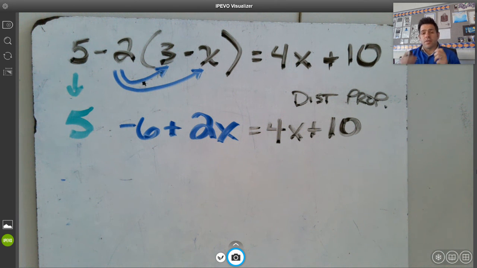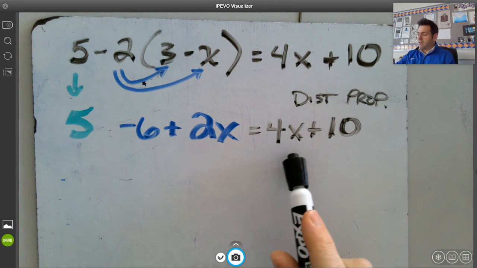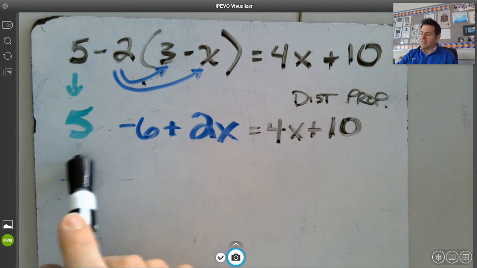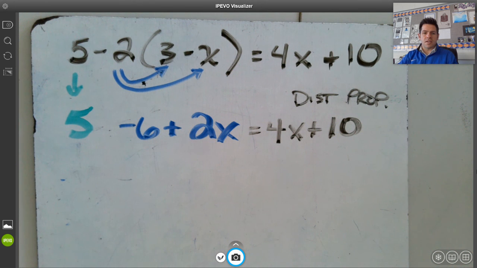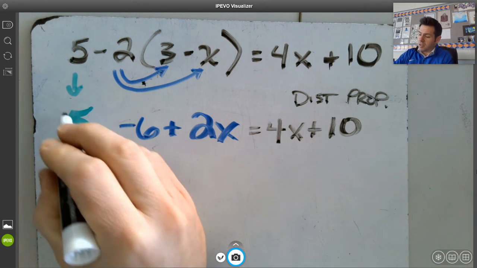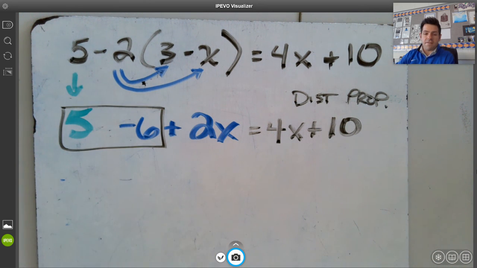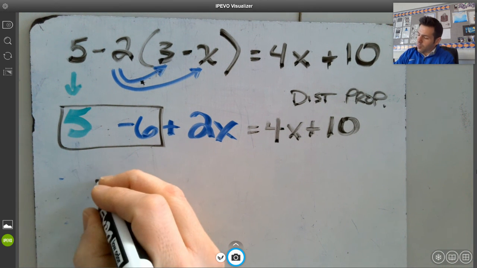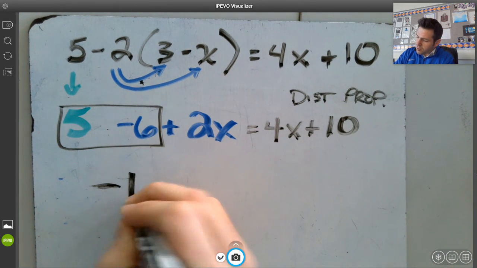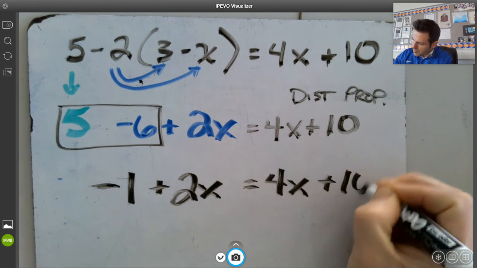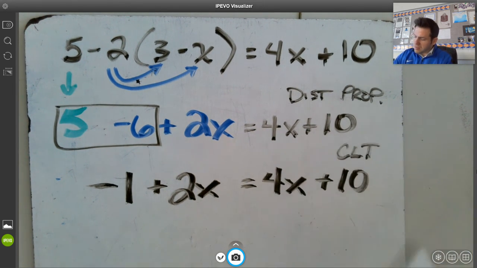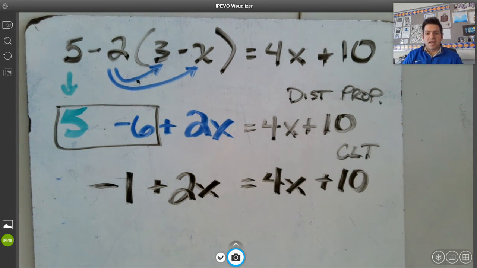Again, the goal is variable, constant, and I have that on the right side, variable, constant. I need some combining of like terms right here. I have two constants, 5 and negative 6. Those things are on the same exact side with one another. So I'm going to take it at face value. I have 5 minus 6, and straight up, 5 minus 6 is negative 1. So I'm going to combine like terms there. CLT, combine like terms, 5 minus 6 is negative 1.